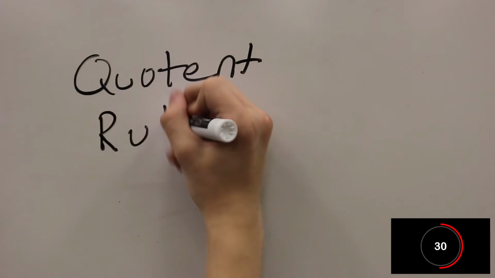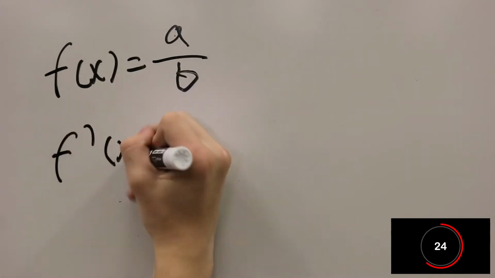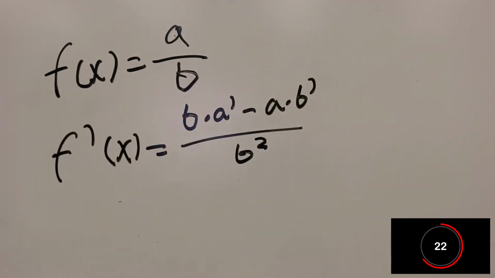That's all relatively simple, but things get a little bit more complicated with the quotient rule. We use the quotient rule when we have a fraction of one thing over another. Let's say, for example, a over b. Now the quotient rule states that the derivative of that will be b multiplied by the derivative of a minus a multiplied by the derivative of b all over b squared.